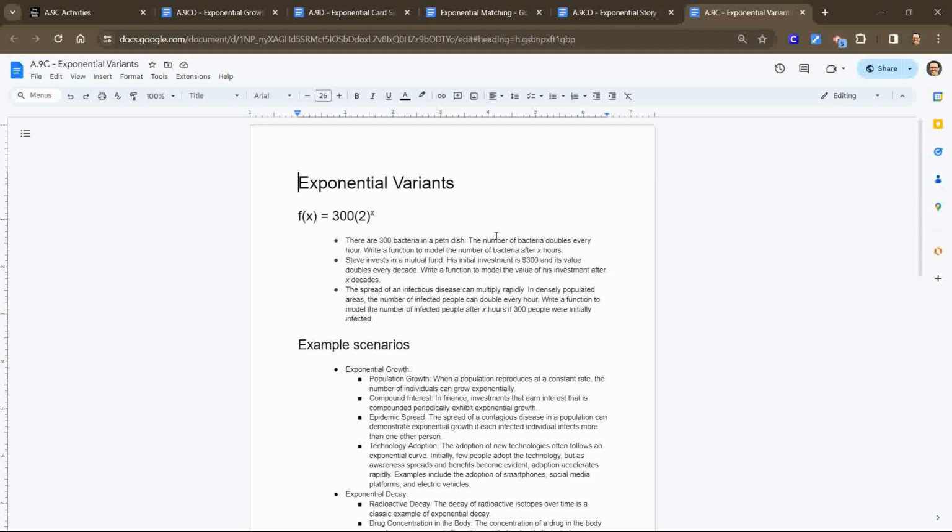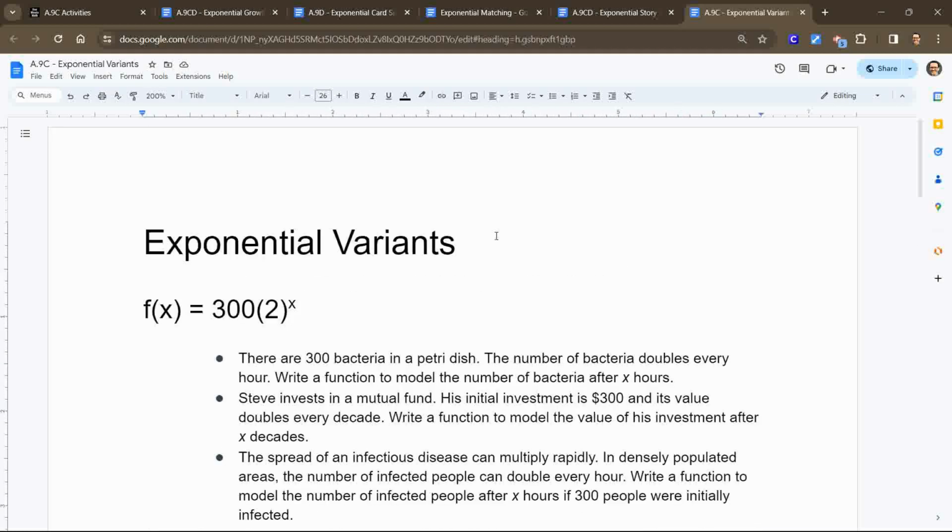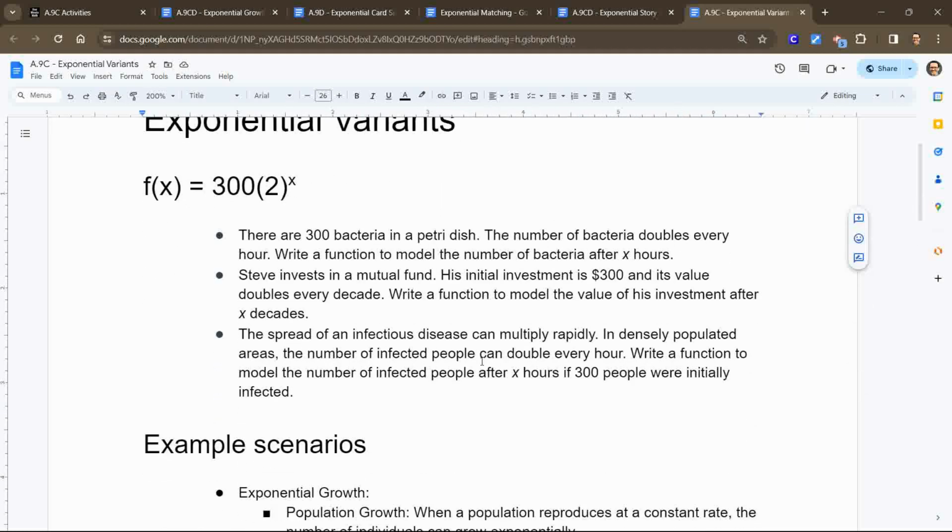Let me zoom this in here. There are 300 bacteria in a petri dish. The number of bacteria doubles every hour. Write a function to model the number of bacteria after x hours. Steve invests in a mutual fund. His initial investment is $300 and his value doubles every decade. Write a function to model the value of his investment after x decades.